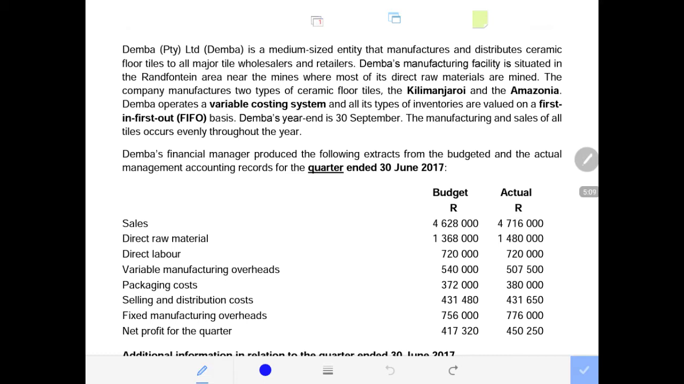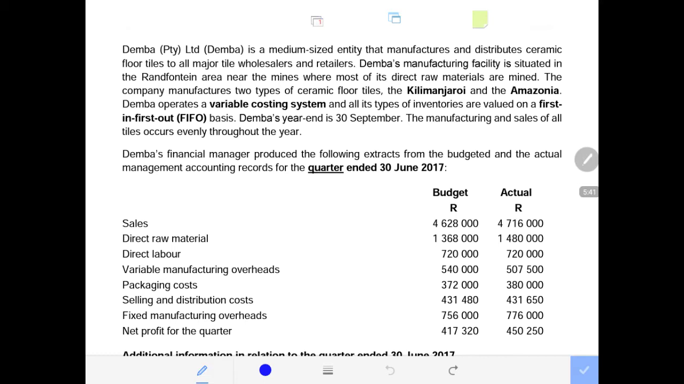Demba's financial manager produced the following extracts from the budgeted and the actual management accounting records for the quarter ending 30 June 2017. That means a quarter that started 3 months back and is ending in June 2017. The end of the year is September, but we are focusing on the quarter that ends in June, not necessarily the end of the accounting period.